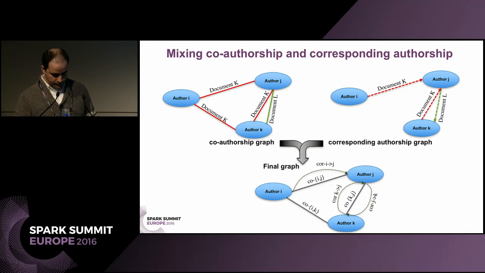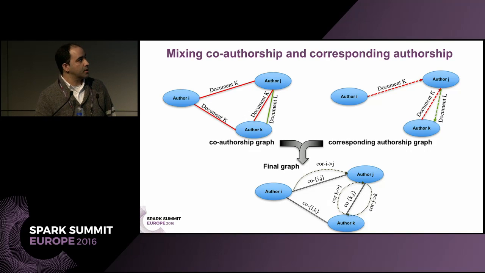Here is a simple representation of the problem. This is the co-authorship graph, and this is the corresponding authorship graph. A lot less connectivity here, because for a paper with n authors, we have about n squared co-authorships, and we have about n minus 1 corresponding authorships. We merge this data together, and then we have these different edge types, and that's the beginning of our models.